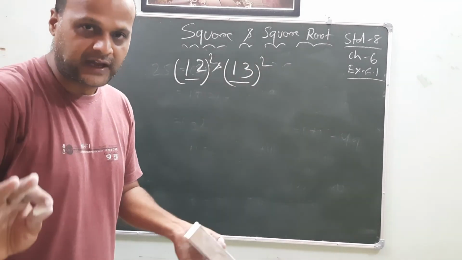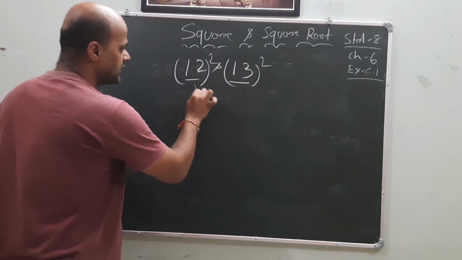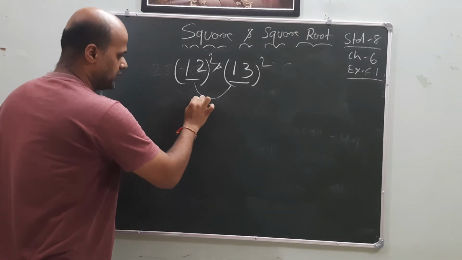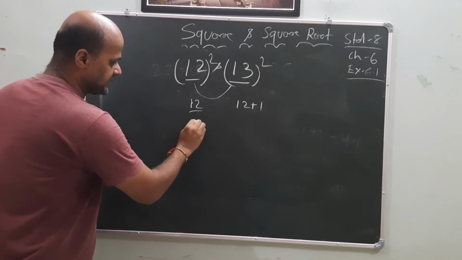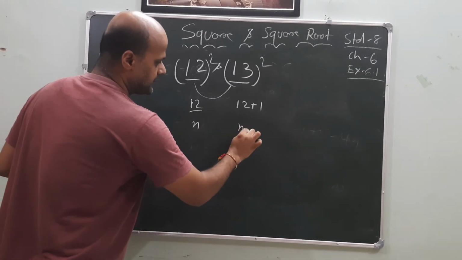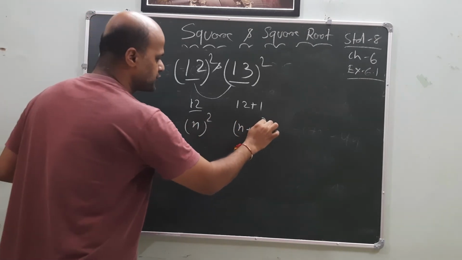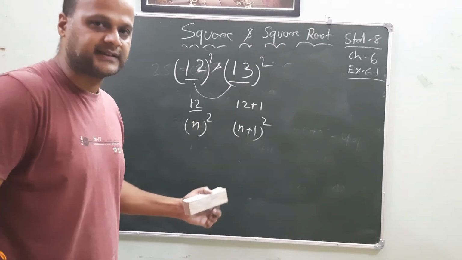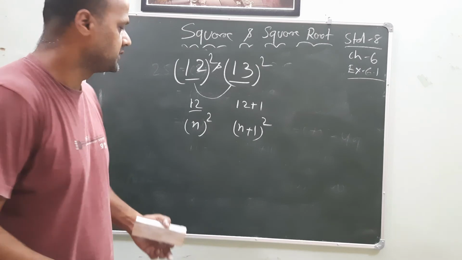Then the formula is there. What is the first thing you have to identify? What is the relation between 12 and 13? Yes. Here 12, here 12 plus 1. I will write 12 as n and 13 as n plus 1. Now it's saying that if I square these two, then how many numbers lie between the squares of these two numbers?